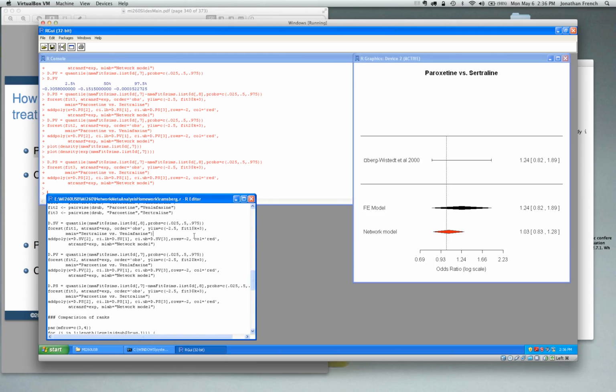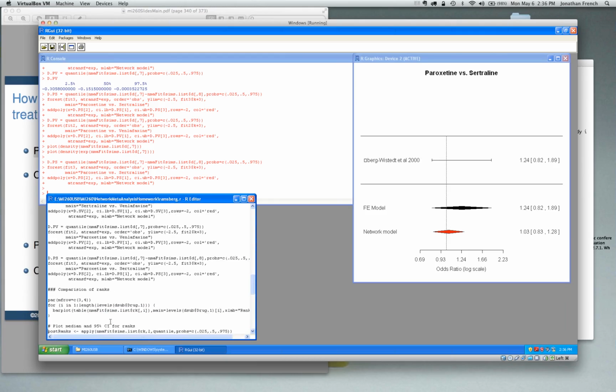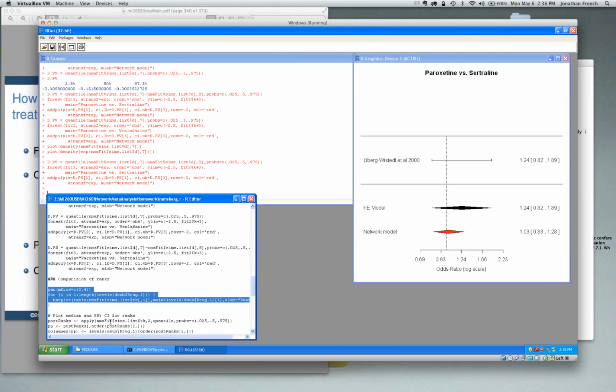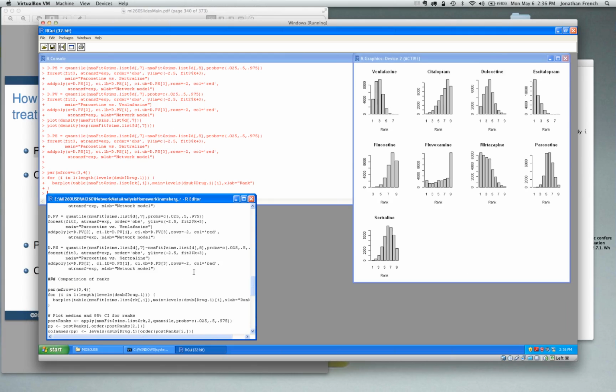Okay. If we wanted to work with the ranks, this is a fairly simple thing to do. One thing we might be interested in is making a histogram of the posterior distribution of the ranks. I use the bar plot for that because of the discrete nature of that variable we're monitoring. The rank has to be an integer between 1 and 9, so we use the bar plot function to make a histogram of the posterior distribution of the ranks.